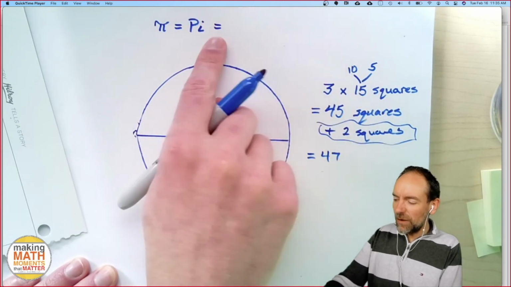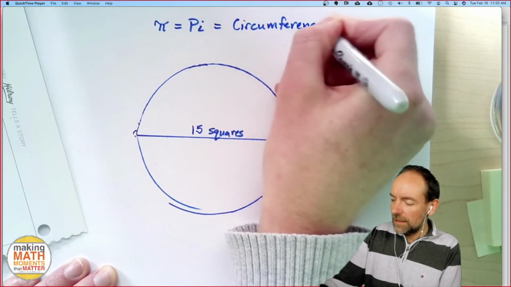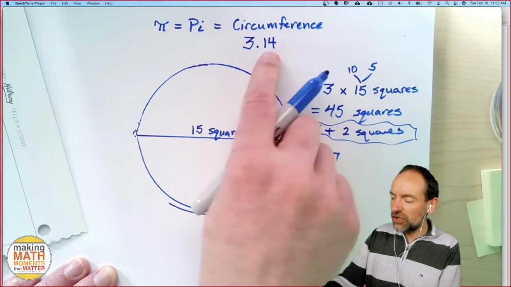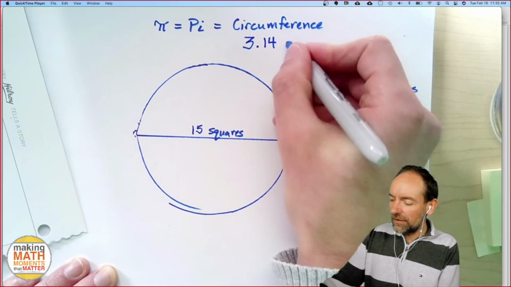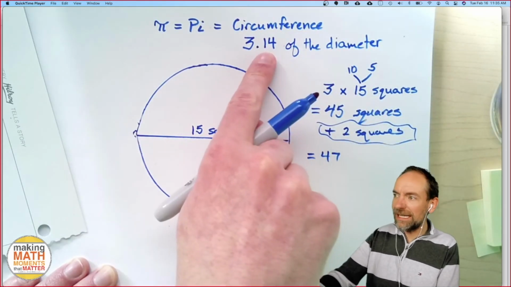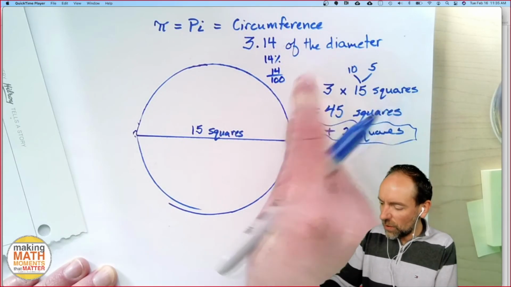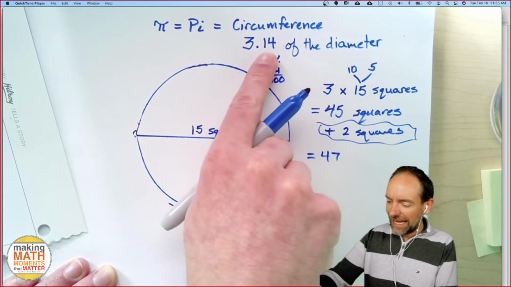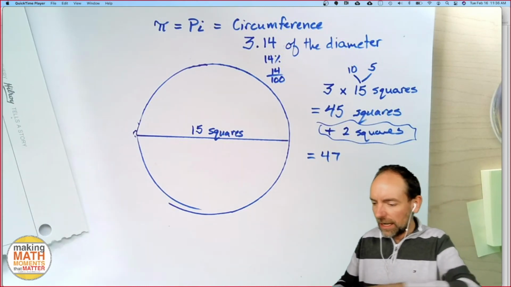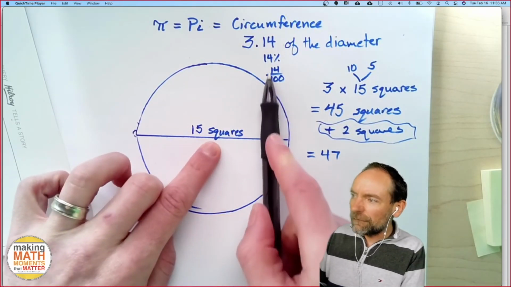And basically what it tells us is that the circumference is about 3.14 of the diameter. In other words, if I was to go 14% of the way, or 14 hundredths of the way, that is what that extra change would be. So I'm just looking with my visual sense, and I know that that's halfway. I want to get to 14 hundredths.